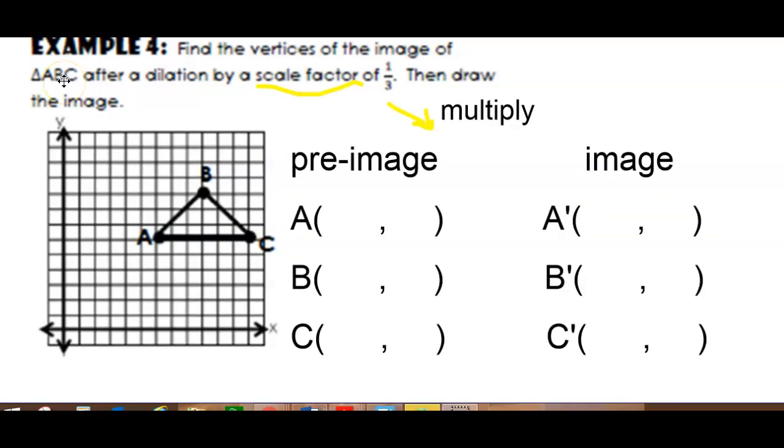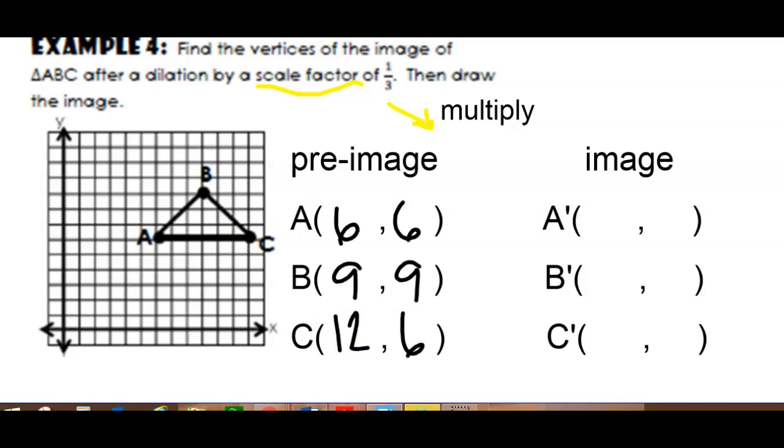All right, so I've got my image and pre-image brackets set up. I'm going to go ahead and figure out what A is. So 1, 2, 3, 4, 5, 6, and then 1, 2, 3, 4, 5, 6. So 6 and 6 on that one, very easy. And then B, back at the origin, 1, 2, 3, 4, 5, 6, 7, 8, 9. And then 1, 2, 3, 4, 5, 6, 7, 8, 9. So 9 and 9. And then C is last. So back at the origin, 12, 6. So this time it's 12 and 6.